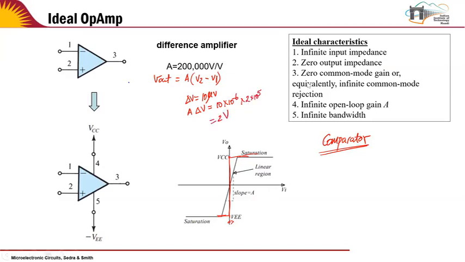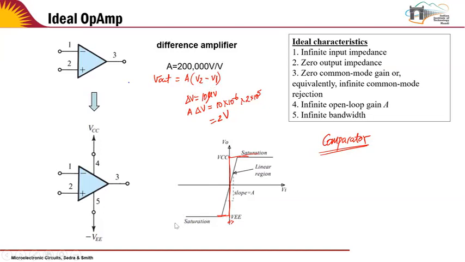That means even if there's a very tiny difference of 10 microvolts at the input, the output quickly becomes in the magnitude of volts. So it can quickly go to saturation. Similarly, if the input is a negative value, that is, if V1 is greater than V2, then you will quickly go to the negative saturation value.